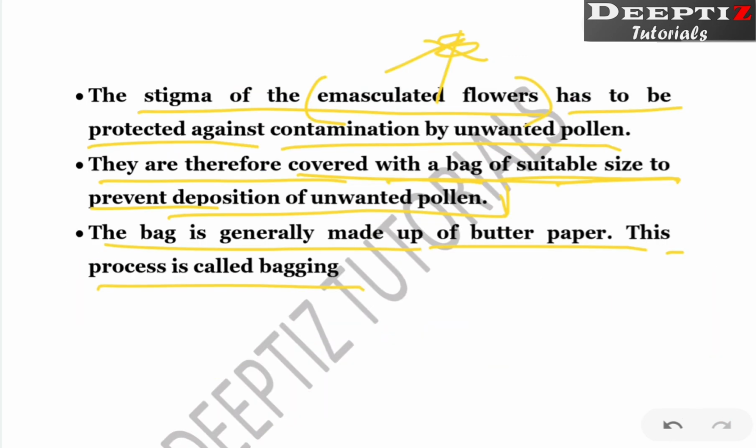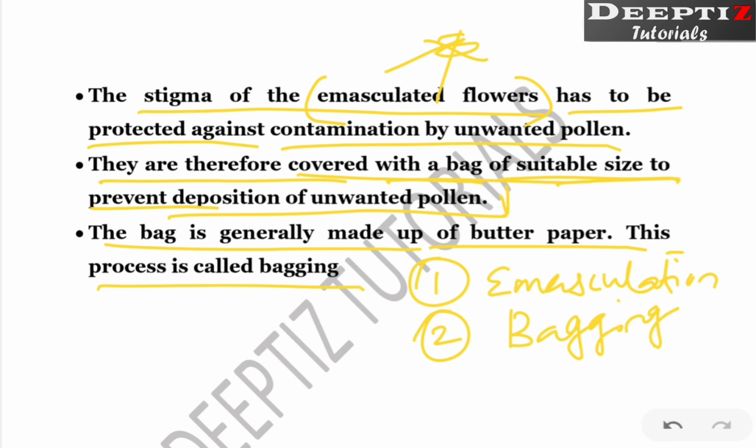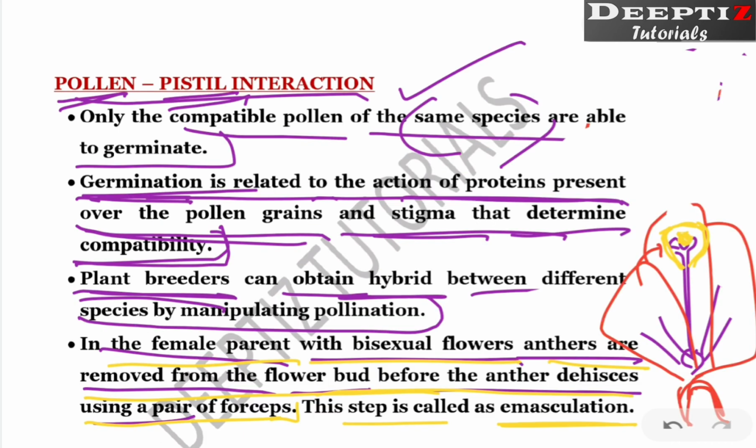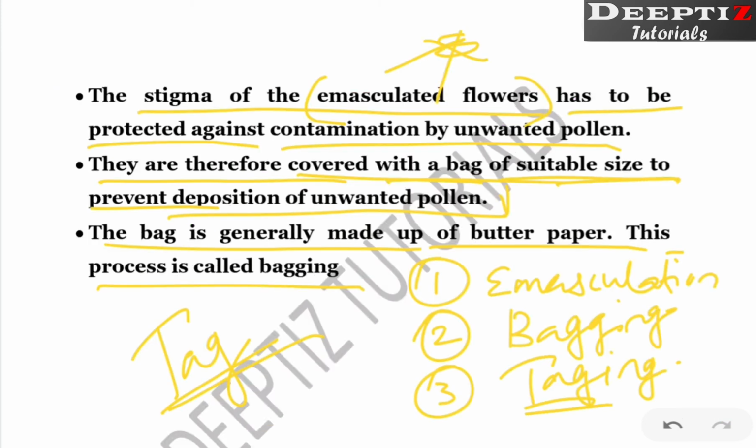Now two terms we have studied, which are they? First one is emasculation and the second one is bagging, and you can write one more point, that is tagging. In tagging, what will be there? There will be a tag which contains the entire details. That means on this plant a small name tag will be there. Every detail about this plant is written there: which desired variety we have taken, the local name, biological name, all this information, the date, everything will be mentioned. This is what we call tagging.